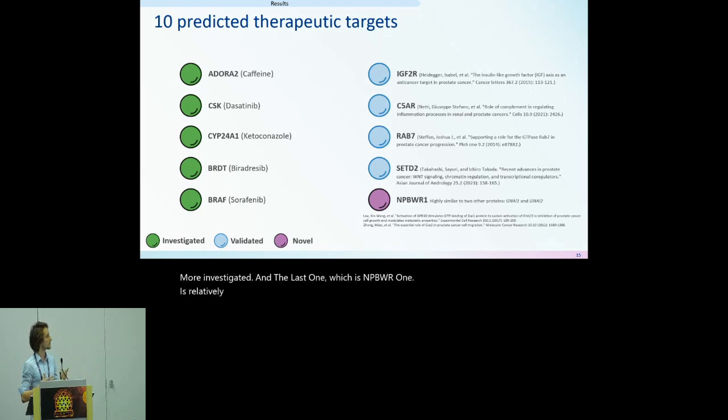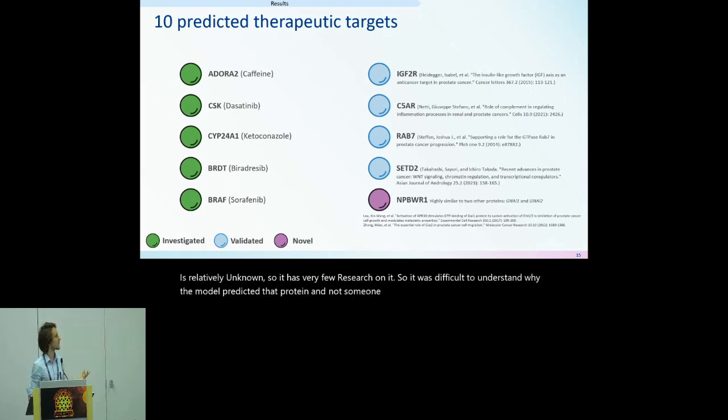So it has very few research on it. It was difficult to understand why the model predicted that protein and not some other protein. By looking at the features that were expected, which were based on the topology of the network, we could infer that this protein was highly similar to 2 other proteins, because that similarity was chosen by the model.